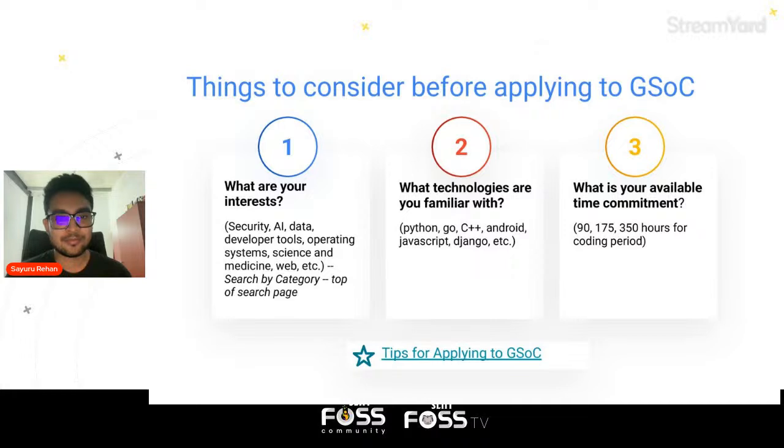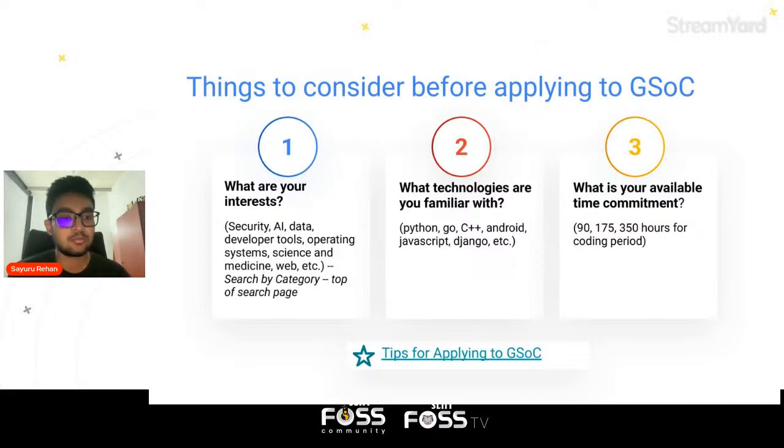The third thing, what is the available time that you can commit to that organization, right? So that basically means whether you're going for a small scale project, a medium scale project, or a large scale project, right? So if you're a full-time undergraduate student, maybe time is a bit limited. If you're working already, your time is even more limited, right? So pick the project very carefully.